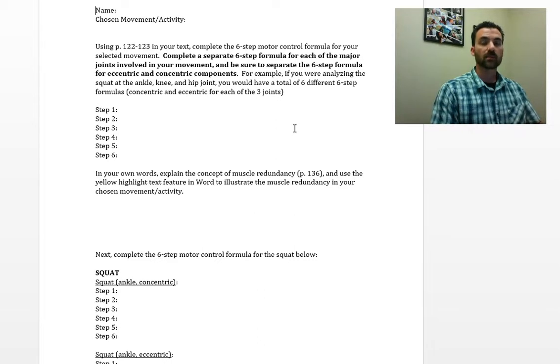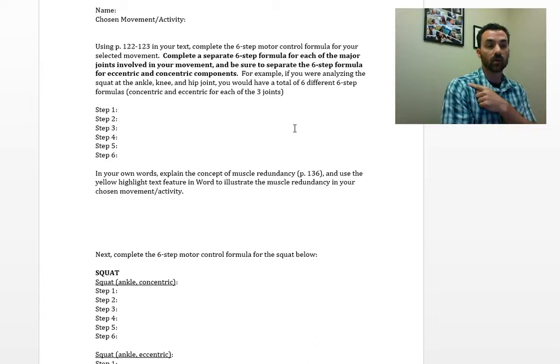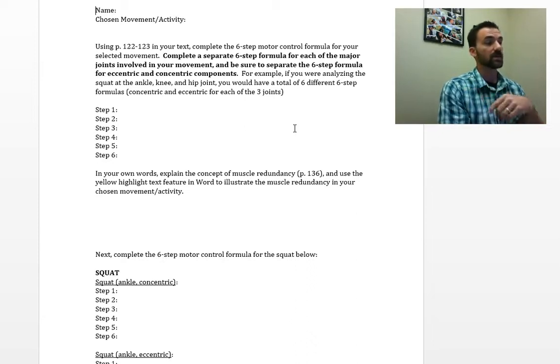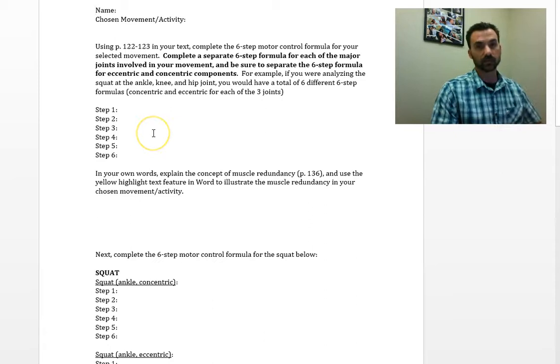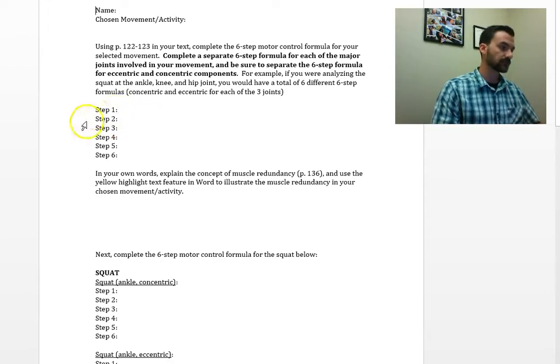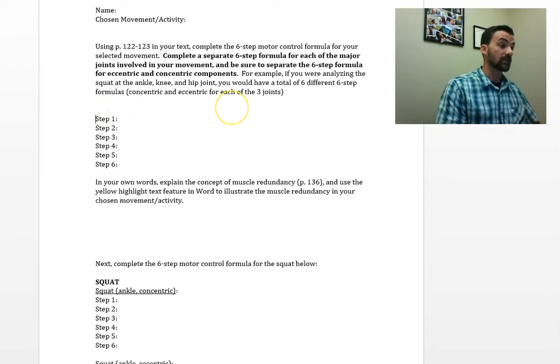So if we're doing something like a pull-up, we're going to be addressing the elbow and the shoulder. Now that means that we need to do the 6-step formula for the concentric and eccentric phase at the elbow, and the 6-step motor control formula at the shoulder for the concentric and eccentric phase, which means that you should have 4 different components or 4 different 6-step formulas all written out. And you guys need to also identify which joint you're addressing and which muscle action, or what type of contraction.